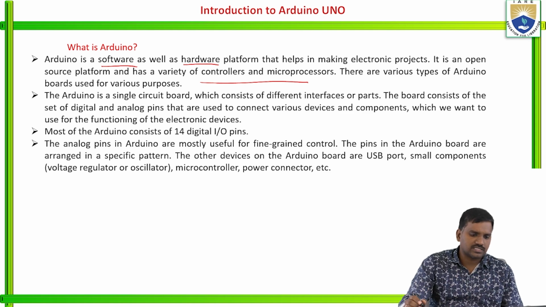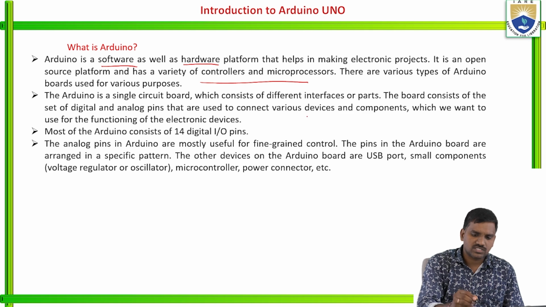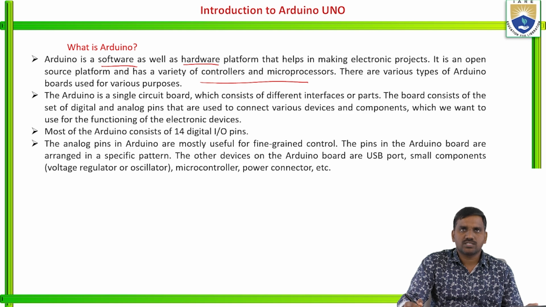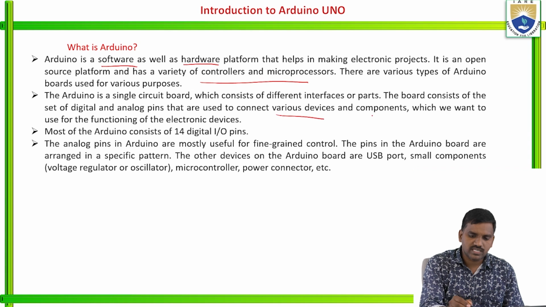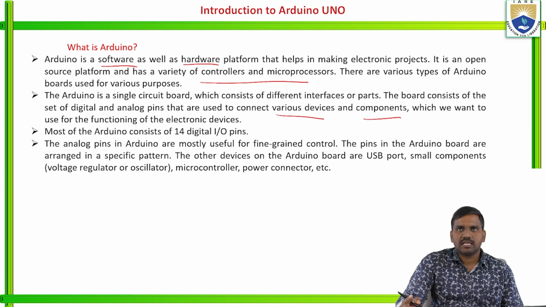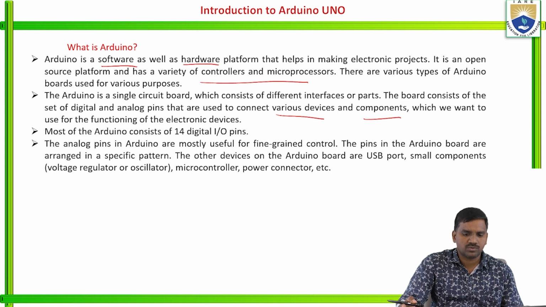The Arduino is a single circuit board which consists of different interfaces or parts. Let's discuss that in the next slide. The board consists of a set of digital and analog pins that are used to connect to various devices and components which we want to use for the functioning of the electronic device. Most Arduino boards consist of 14 digital input output pins and 6 analog inputs.